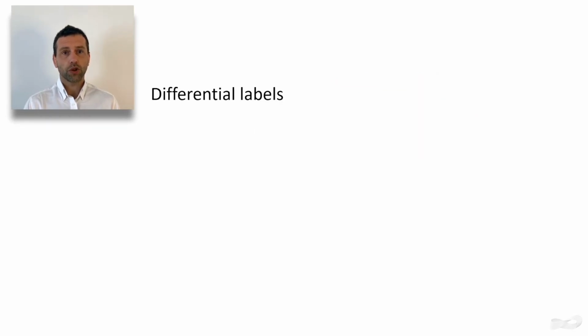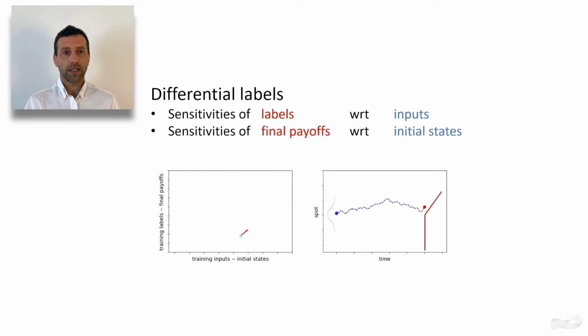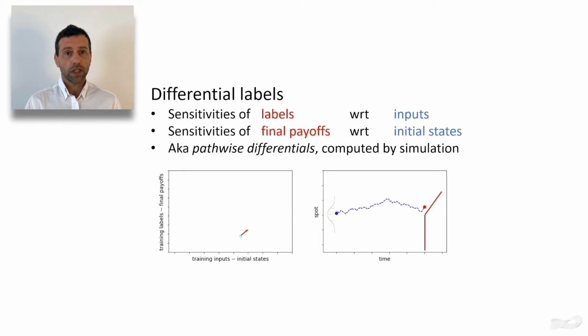Recall that we want to train by minimization of the errors of differential predictions compared to differential labels. What are these differential labels? Well, there are the sensitivities of training labels with respect to training inputs, that is, the sensitivities of the final payoffs with respect to the initial states, also called pathwise differentials. Pathwise differentials are computed in the simulation engine and fed into the training set.